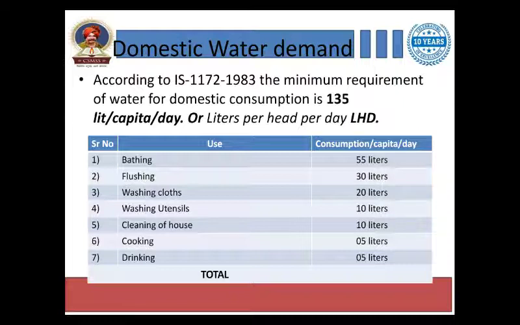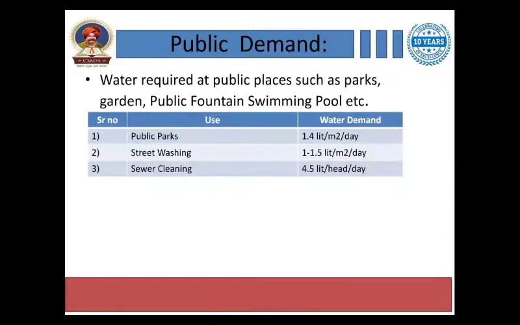So for bathing 55 liters, for flushing 30 liters, washing clothes 20 liters, washing utensils 10 liters, cleaning of houses 10 liters, cooking 5 liters, and drinking 5 liters. It means a total of 135 liters per day per person will be consumed. So this is the domestic water demand per capita per day, right. Per capita means तो व्यक्ती, लोकसंख्या, per capita per day, right. It is 135 liters.